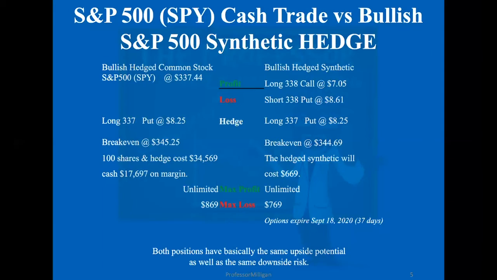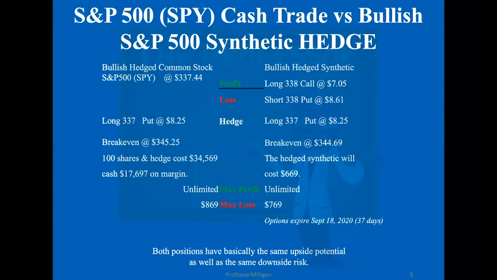And then once again, we have 37 days for this to happen. Both positions, again, have the same basic upside potential as well as the same downside risk. This is a hedged synthetic. This strategy does work, but again, it works if you're a good stock picker. In other words, you still need the market, or the stock, to go in the direction that you're looking for it to move.